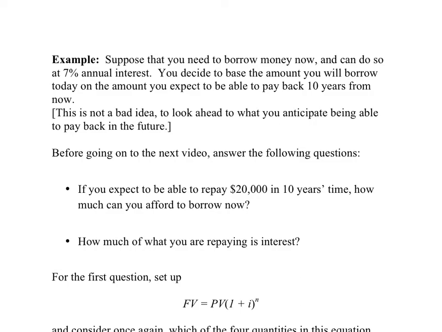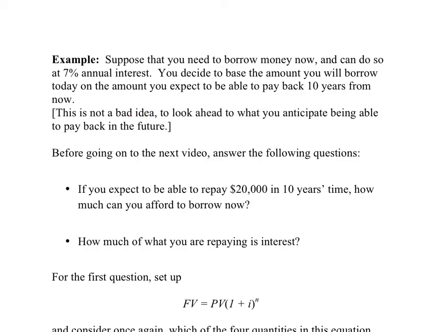Suppose that you need to borrow money now, and you can do so at 7% annual interest. Notice how the interest rate at which you borrow and the interest rate that you receive from the bank are very different, and the one that you pay when you borrow money is much higher. That's not a coincidence. So you decide to base the amount that you will borrow today on the amount that you expect to be able to pay back 10 years from now.